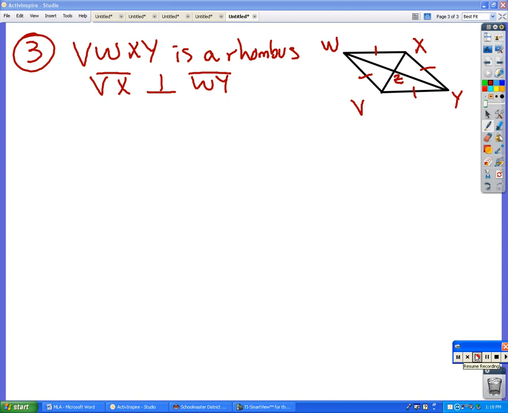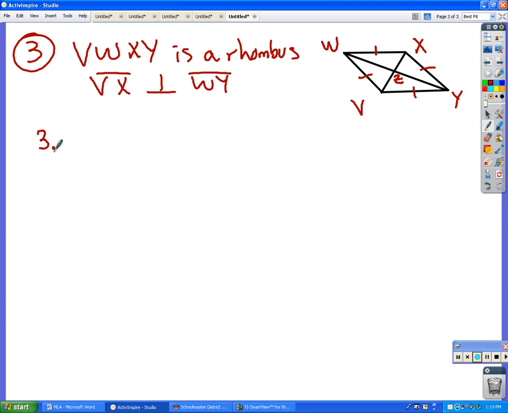So the next thing they write is that WX is congruent to XY, which is congruent to YV, which is congruent to VW. All right? Number 3, we don't know what. That's what we've got to fill in. But we know this because if a figure is a rhombus, then it is a parallelogram.